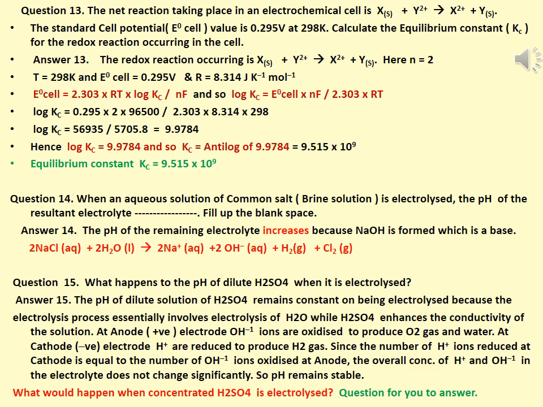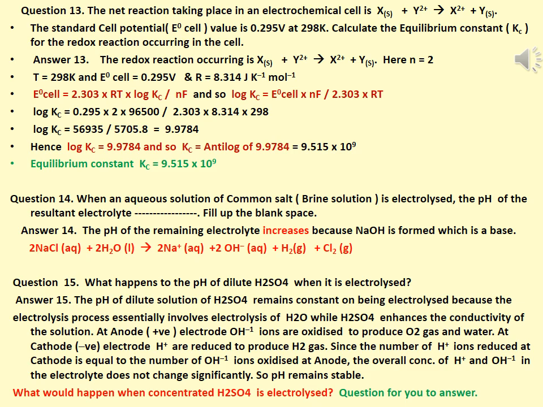That is the equilibrium constant Kc value for this reaction. Question 14. When an aqueous solution of common salt, that is brine solution, is electrolyzed, the pH of the resultant electrolyte dash. We have to fill up the blank space.